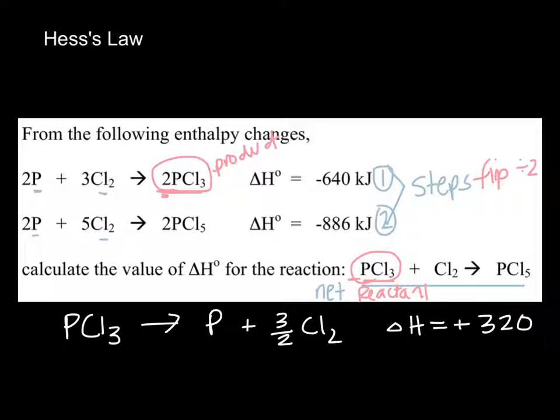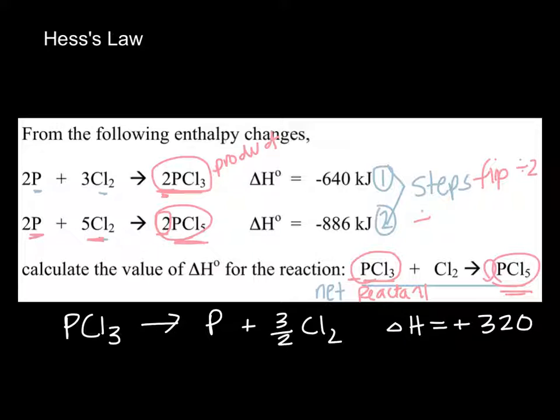I'm going to do the same thing with the second step. So in the second step, again, because phosphorus and chlorine are in both reactions, I don't want to use them. PCl5 is in our net reaction and it's unique. So I'm going to ask myself the same 2 questions. Do we have the same number of them? And are they on the same side? So I can see that they're both products. They're on the same side. However, we have 2 PCl5s in our step and only 1 in our net reaction.